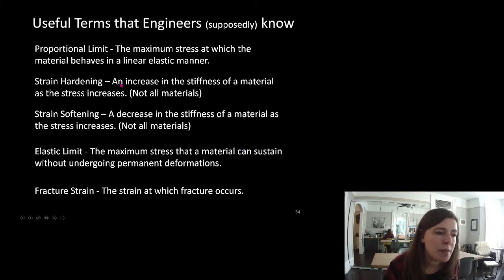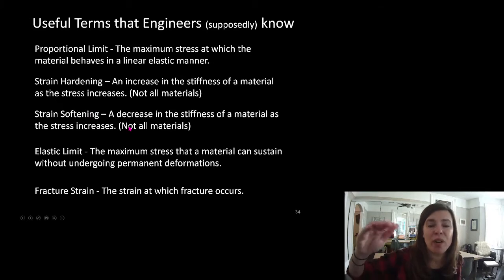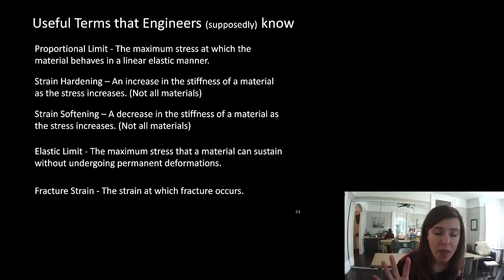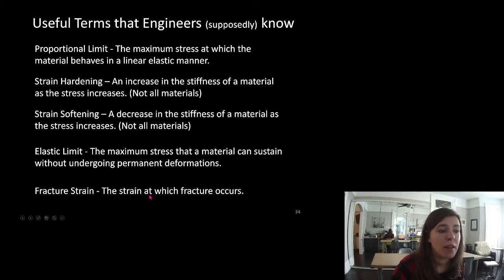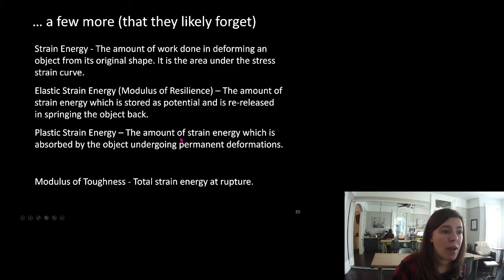Okay, there's some more terms here that I don't quite care so much about, like the proportional limit. It's the maximum stress at which the material behaves in a linear elastic manner. Strain hardening, strain softening. Those give us some weird blips in our stress strain curve. Not that much for you to worry about, but engineers can do cool things with those, explicitly when it comes to using it in relation to seismic design. The elastic limit, the maximum stress that a material can sustain without undergoing permanent deformation, and fracture strain, the strain at which fracture occurs.